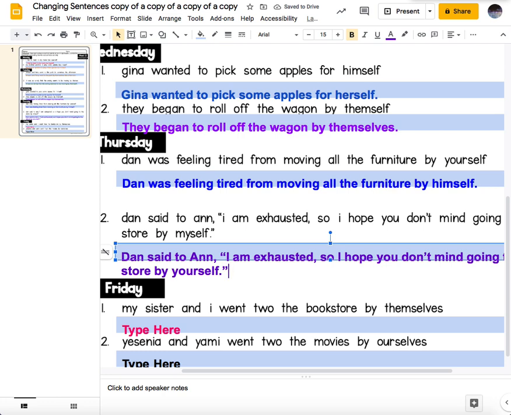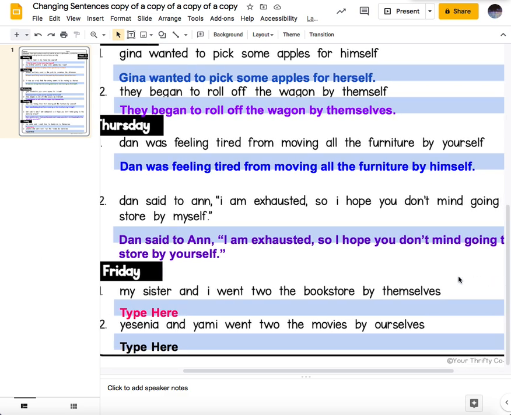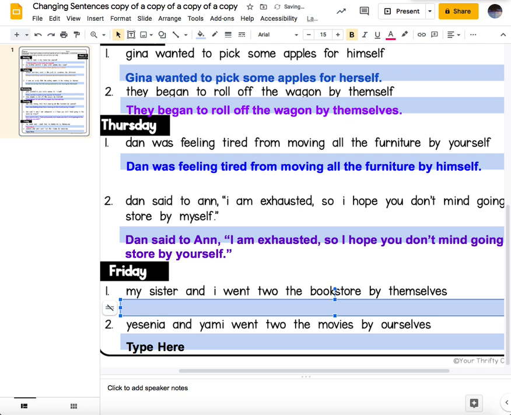So we finished Thursday and now we're to the last day of the school week, Friday. Okay, M has to be capitalized. My. One second, everybody. Okay, so yep, now I can move on. My sister and I, I has to be capitalized and so does M at the beginning, went to, that's like the number 2, we gotta say to the bookstore by themselves or ourselves. It's ourselves because they're talking about each other. So they're not talking about her sister and someone else. She's talking about herself and her sister. So ourselves.